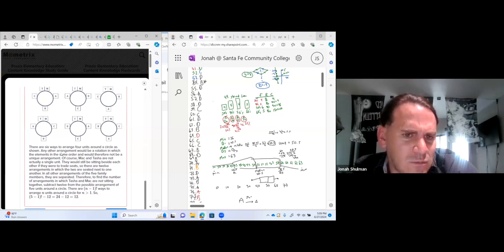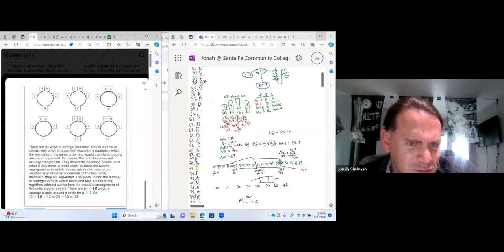Any other arrangement would be a rotation in which the elements are the same and therefore would not be a unique arrangement. Of course, Mac and Tasha are not actually a single unit. They were sitting beside each other. If they were to trade seats, there are 12 arrangements of the two. Therefore, to find the number of arrangements where they are not sitting together, subtract the 12 from the possible arrangements of 5 units around the circle. There are n minus 1 ways to arrange the units.